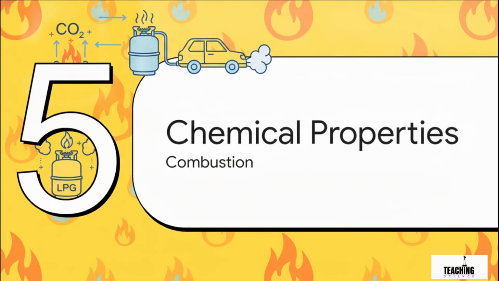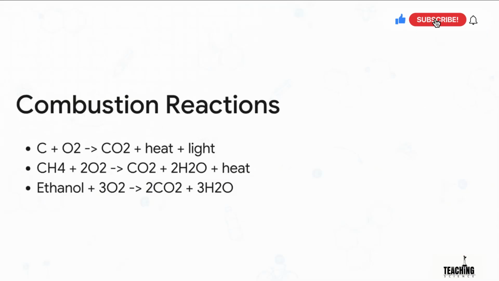Section 5. The chemical properties of carbon, starting with combustion. We rely on carbon-based compounds every single day for fuel. Think about the LPG used for cooking, or the petrol in cars. When carbon or its compounds undergo standard combustion, which is really just a fancy way of saying an oxidation reaction in the presence of oxygen, they produce carbon dioxide and a massive amount of heat and light. Whether you are burning pure carbon, methane, or ethanol, the end products are largely the same.